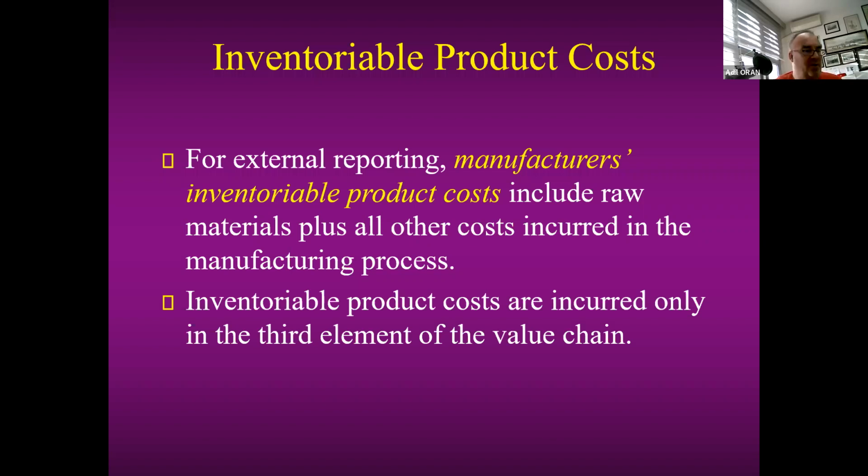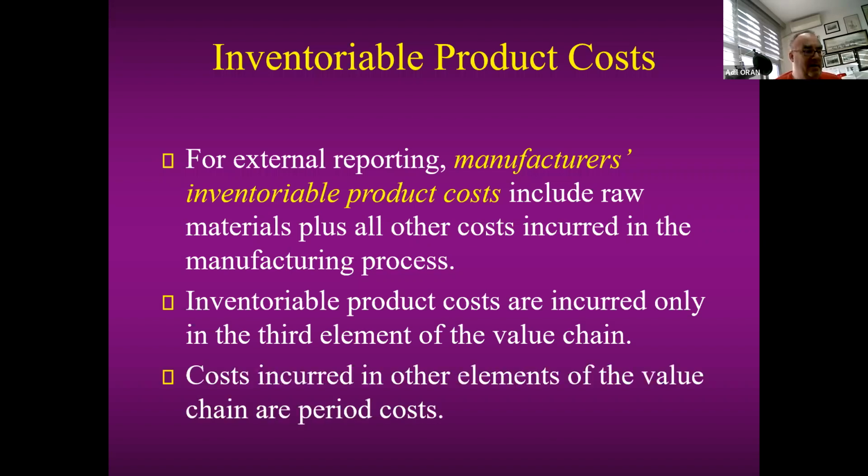Inventoriable product costs are incurred only in the third element of the value chain, the production process, right? Costs incurred in other elements of the value chain are period costs. For example, research and development, or sales, or after sales services, and so on. These do not become inventoriable product costs. They are period expenses and typically in operating expenses. They don't go through the balance sheet. They go directly to the income statement as expenses.